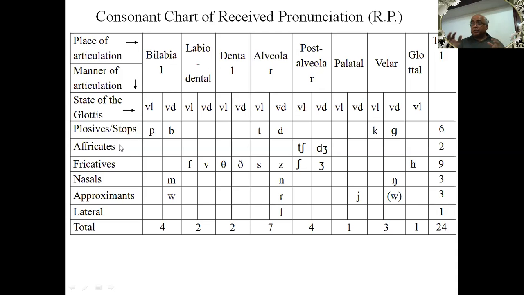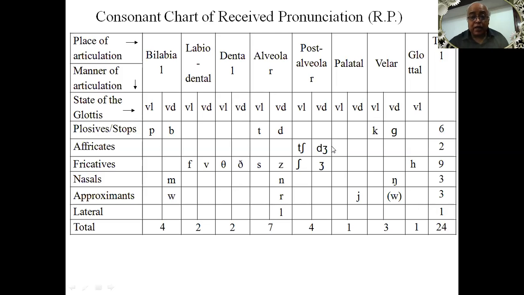What was an affricate? An affricate has a total closure, but there is a slow release, and some amount of friction is involved. Ch is not as harsh as a plosive. Ch.